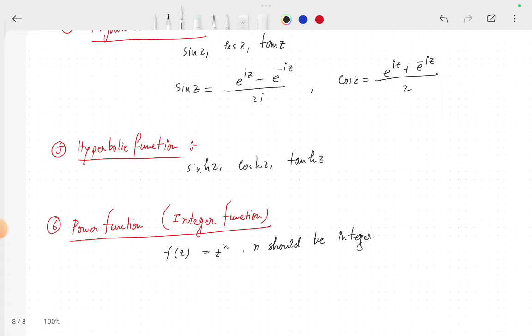Okay, so f of z equals z to the power n is a single valued function, but z to the power 1 by n is a multivalued function, because we discussed that. Why it is called a multivalued function, we will discuss, don't worry. Okay, so this is one example.